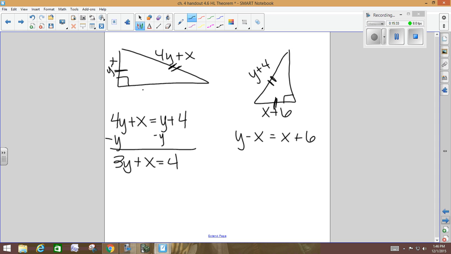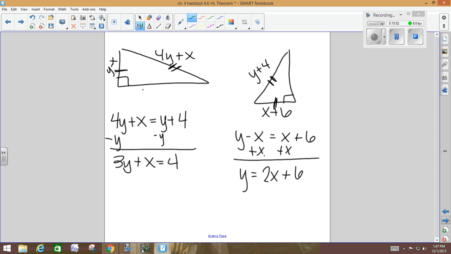What should I do? How? Add x to the right. So then y equals 2x plus 6. Excellent. Two equations with two unknowns, an x and a y.